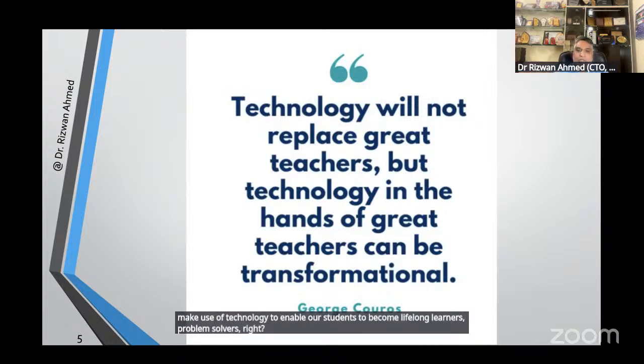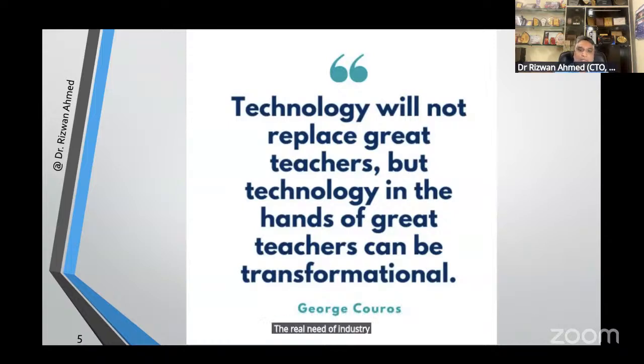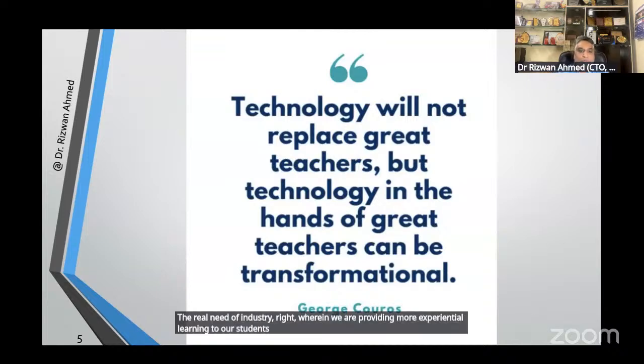And the use of technology is going to provide us the real need of industry, wherein we are providing more experiential learning to our students. That is what our focus should be when we are trying to make use of ICT in our day-to-day teaching learning process.